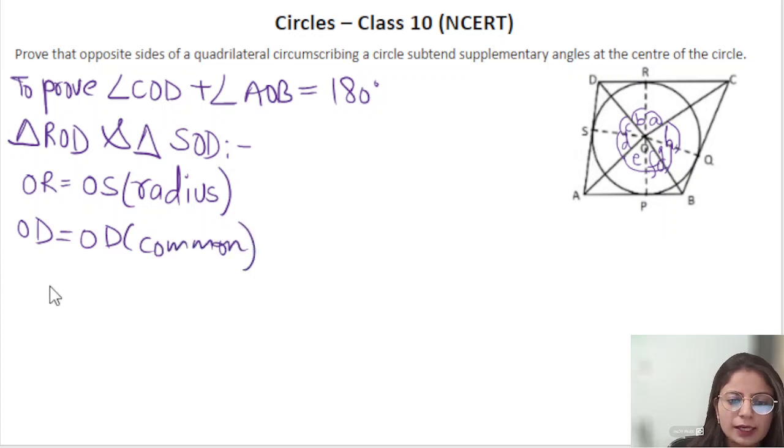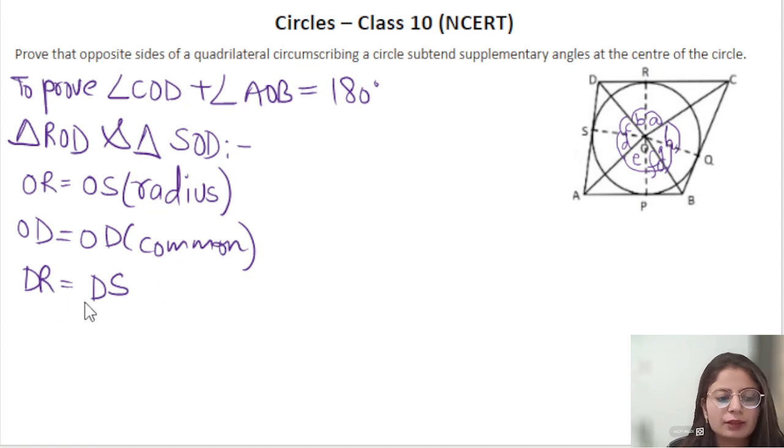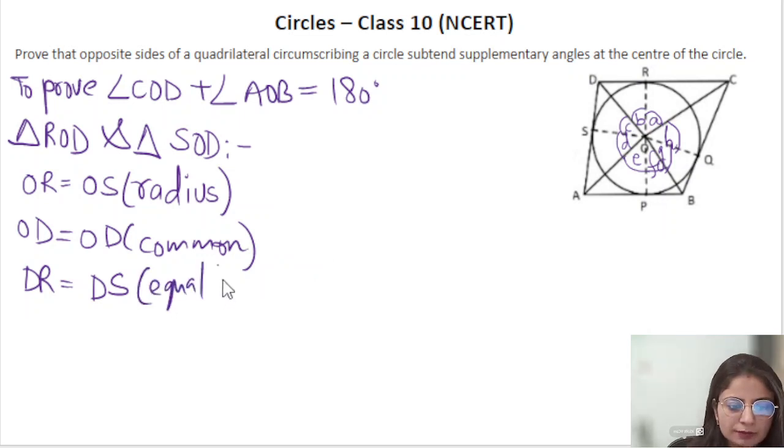And DS equals DR. DR equals DS. Why are they equal? Because we know that the tangents drawn from an external point are equal in length. So therefore they are equal tangents. Okay, so you can mention the reason here.